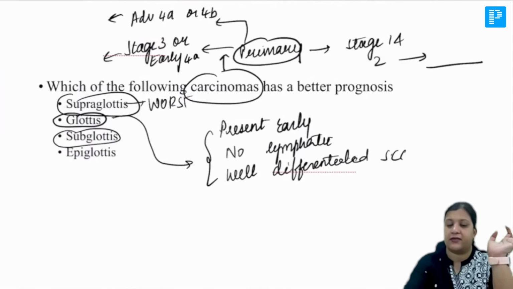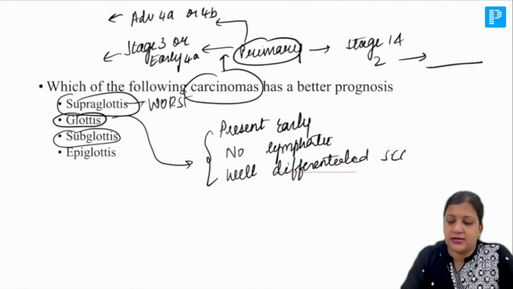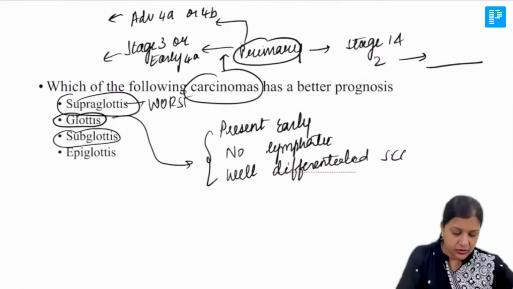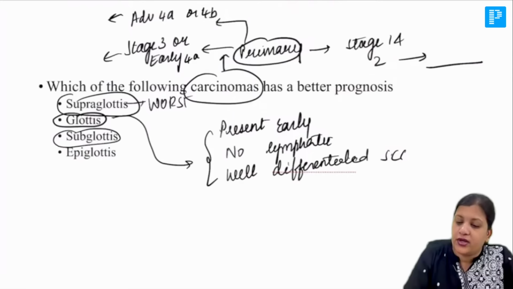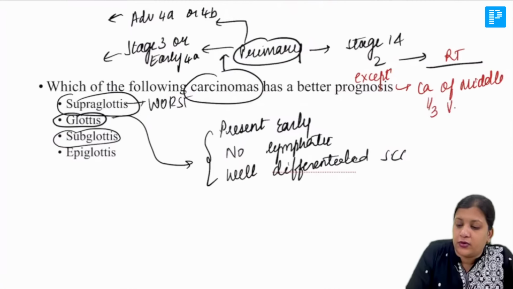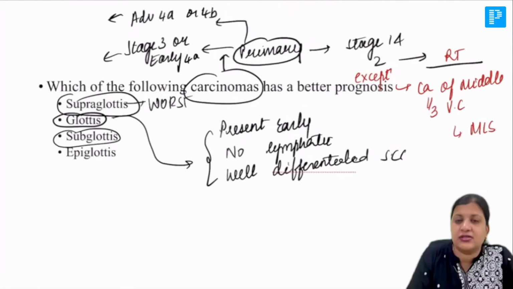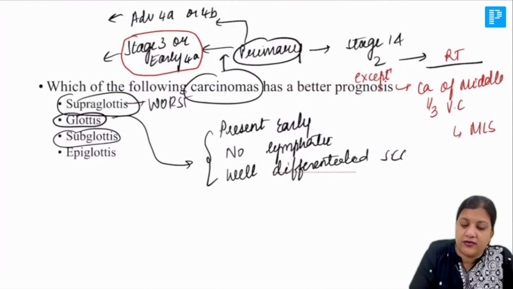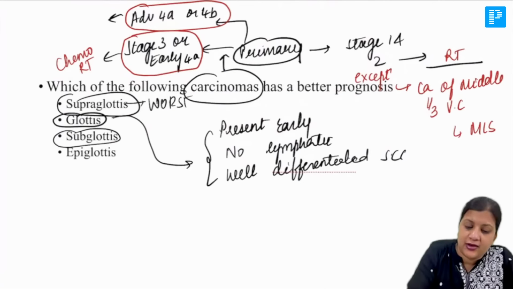We were discussing the treatments, right? So if there is a patient who presents to you with stage 1 and stage 2 disease, we are going to give RT. What is the exception to this rule? If there is a carcinoma of middle third of the vocal cord, then we are going to do microlaryngeal surgery. If a patient comes with stage 3 or early 4A, then you're going to do chemo RT. And if the patient comes with 4A or 4B, then you're going to do a total laryngectomy.